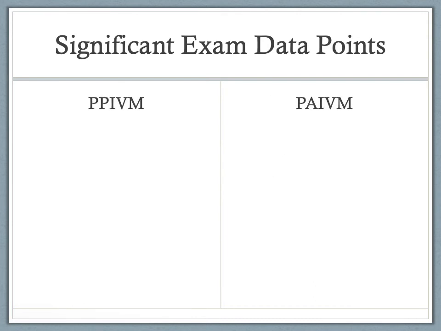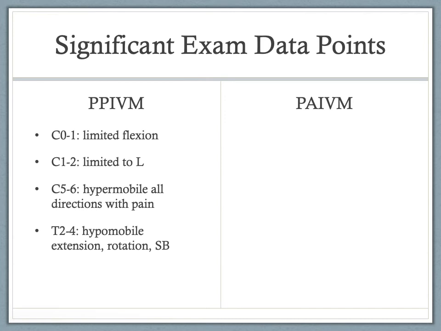So now looking at passive physiological intervertebral motions. C0-1 was limited in flexion. C1-2 was limited towards the left for rotation. C5-6 had a little bit more mobility, but it was painful. And then going down into the thoracic spine, T2 through 4 were hypomobile for extension, rotation, and side bending.